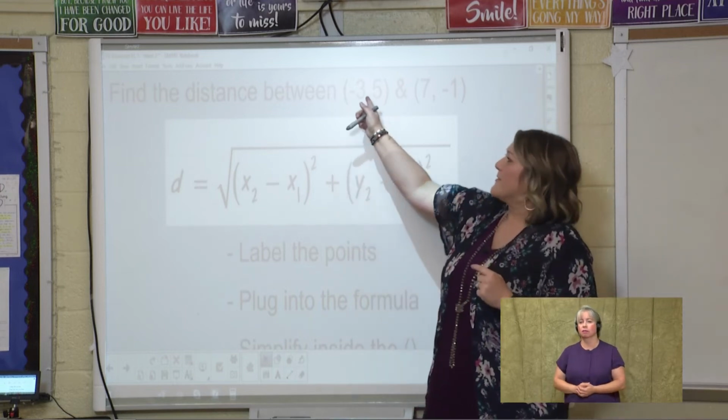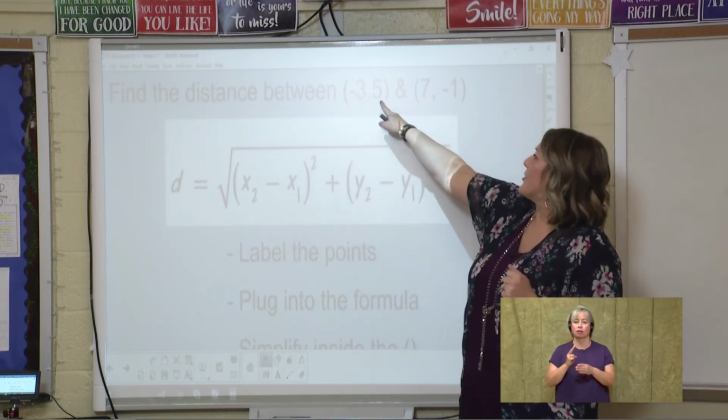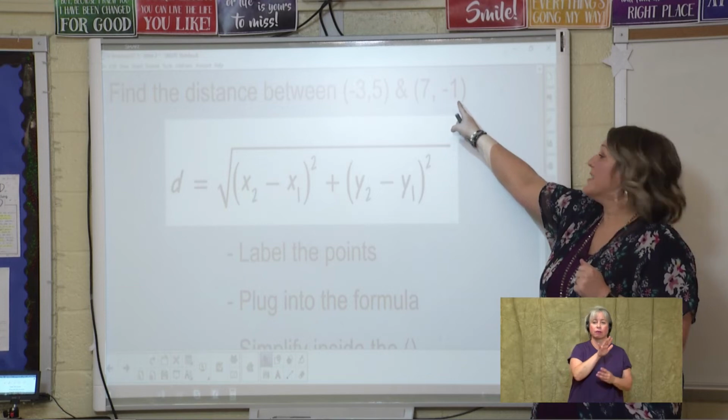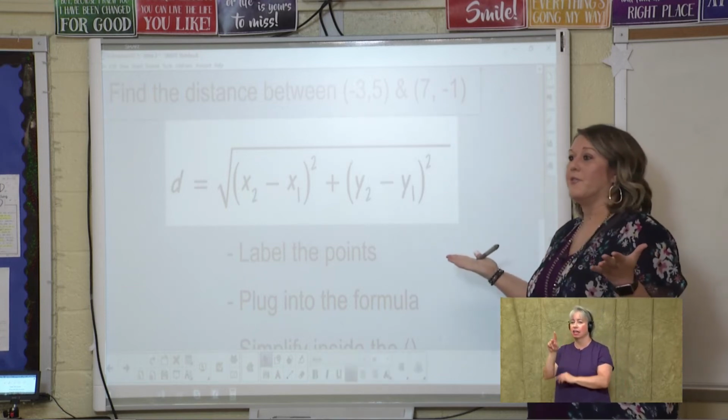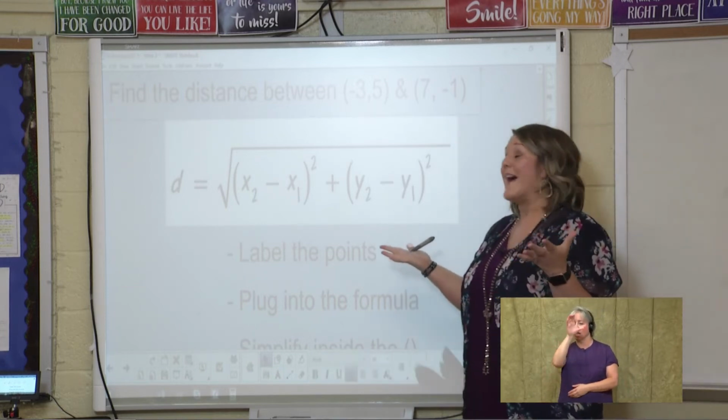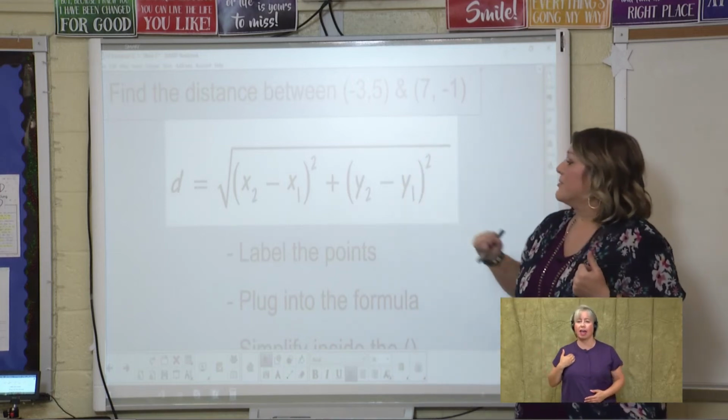Let's check one out. Whenever we have this, we're going to find the distance between (-3, 5) and (7, -1). We don't have a grid. We don't have a coordinate plane or a graph. So we need to put it into our formula.